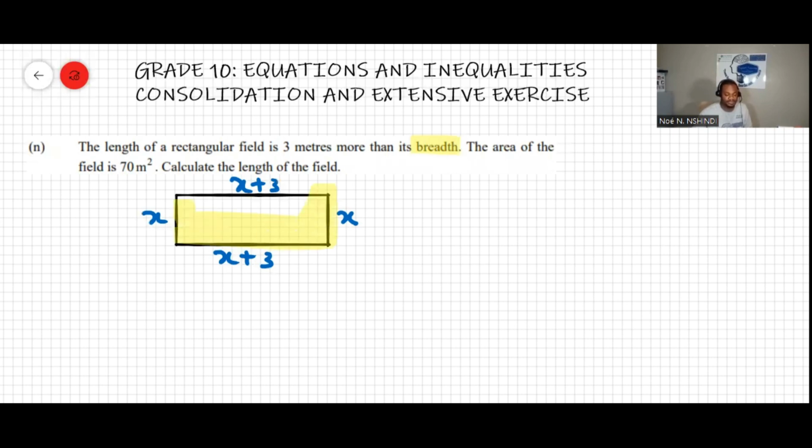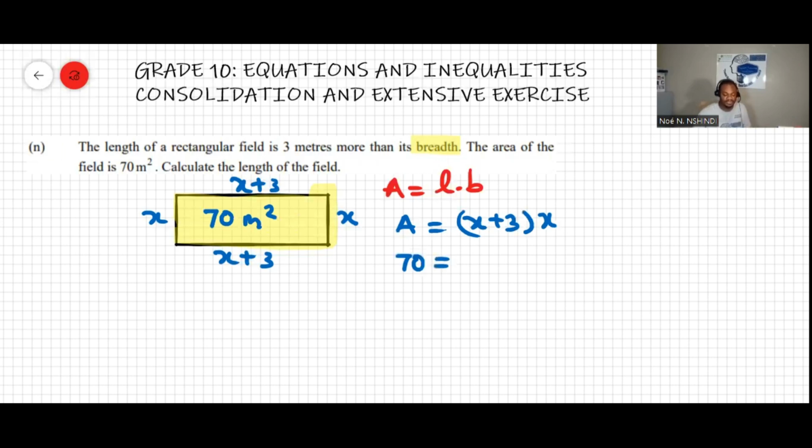This space here is 70 meters squared. Calculate the length of the field. We know that the area of a rectangle is equal to length times breadth. So the area will be, with breadth X, the length is X plus 3, multiplied by X. And the area is given to be 70.